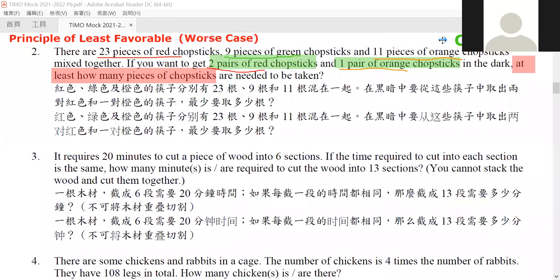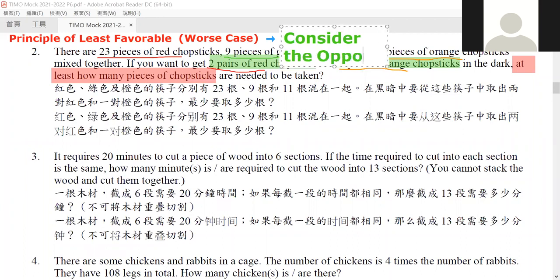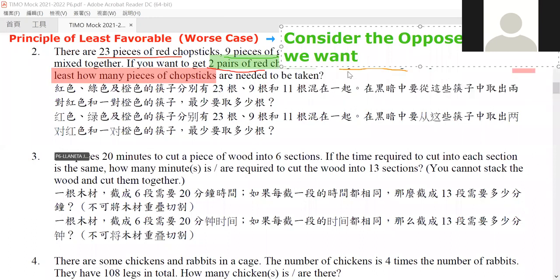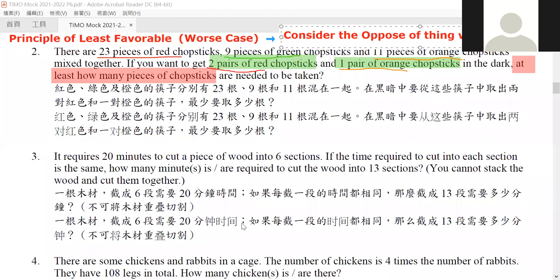Okay, what do you mean by principle of least favorable? It is to consider the opposite of the things we want. And too big. Okay. Okay, so now what do you mean by that?